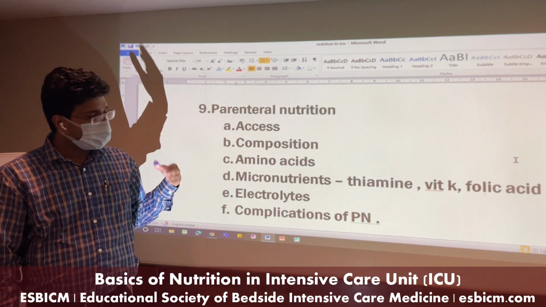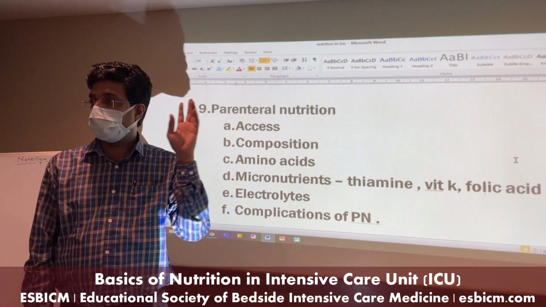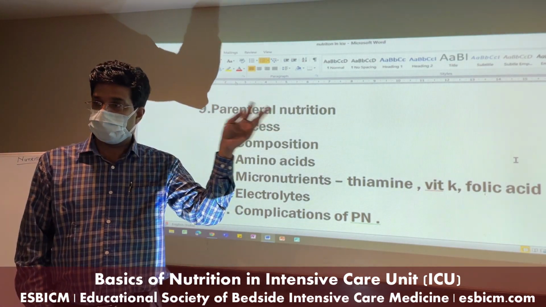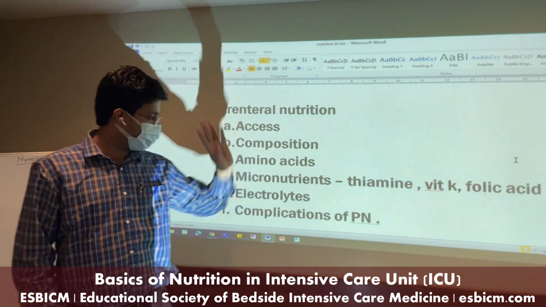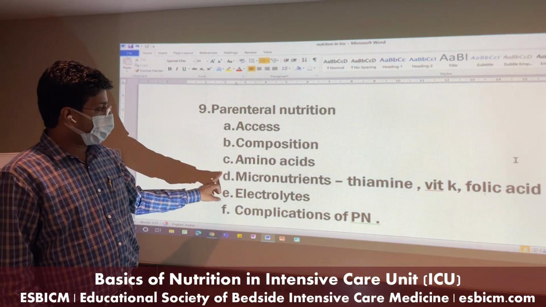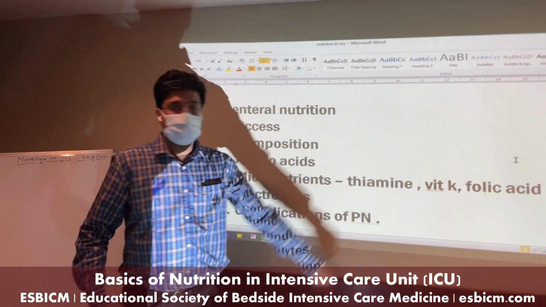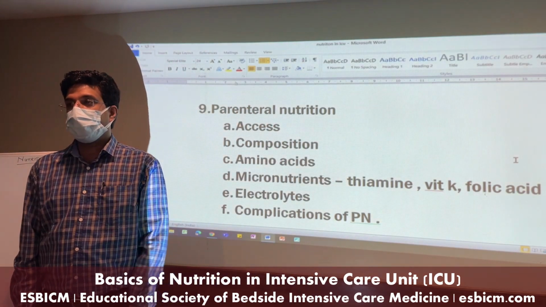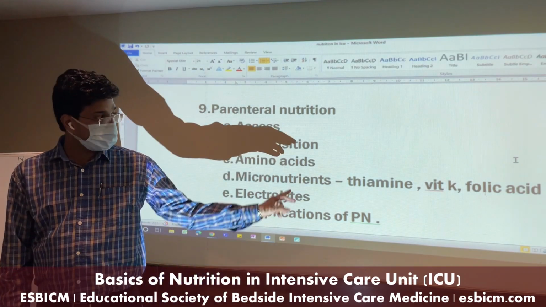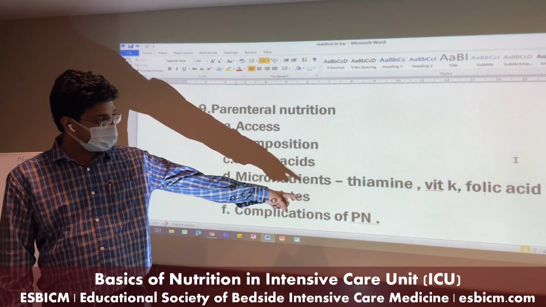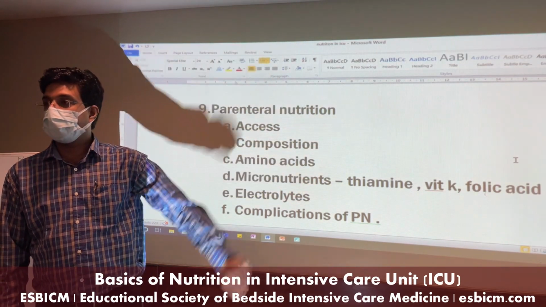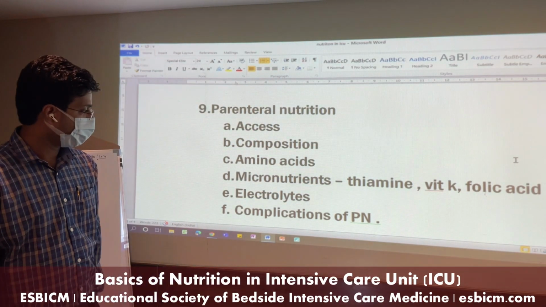Again, in TPN, the calorie composition will be like that only: total calories, how much we are giving, protein, how much we are giving, lipids and amino acids. Micronutrients like thiamine, vitamin K, and folic acid are not stable in parenteral feed, so you need to supplement extra. If you are giving parenteral nutrition, you still need to supplement thiamine, vitamin K, and folic acid separately to this patient.